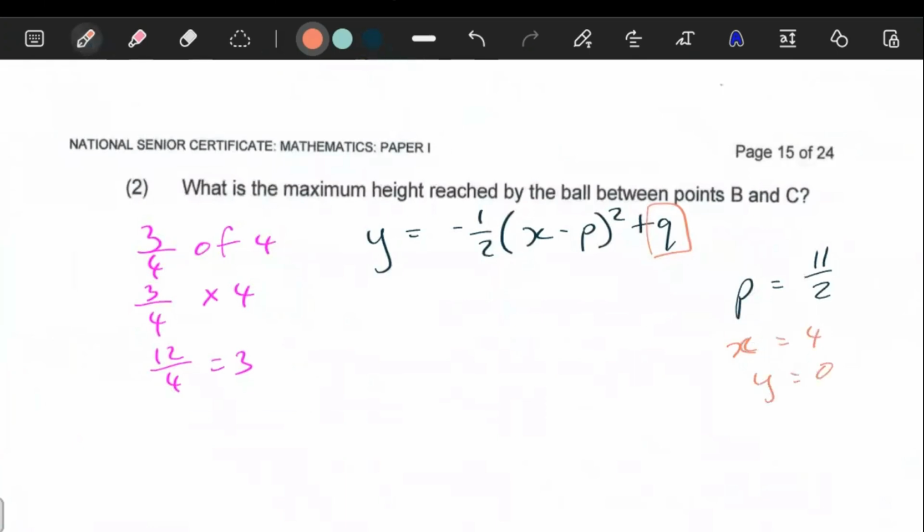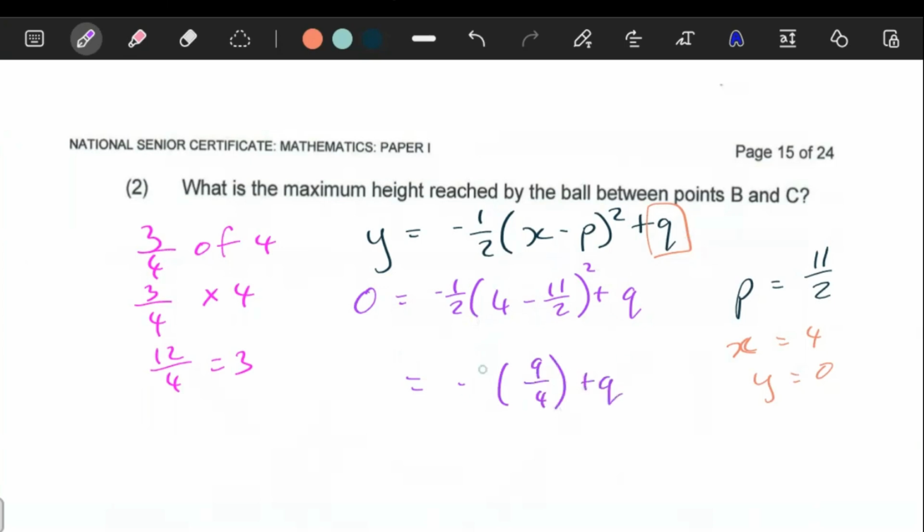So let's put all that into our parabola. 0 equals negative half, times (4 minus 11 over 2) squared, plus Q, which is what we're looking for. 4 minus 11 over 2 is like negative 3 over 2. If you square it, you have 9 over 4.